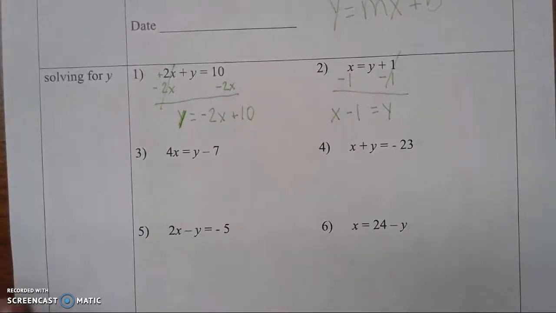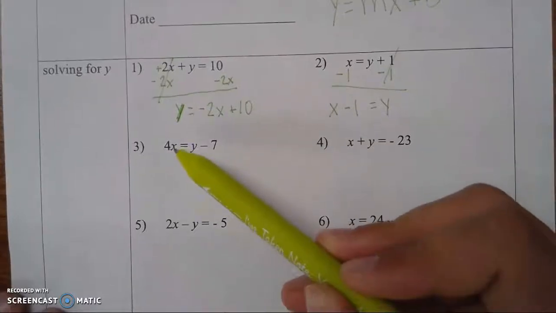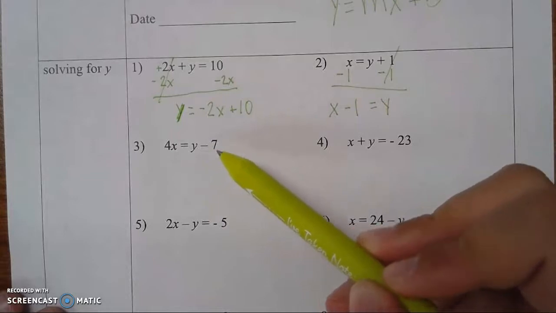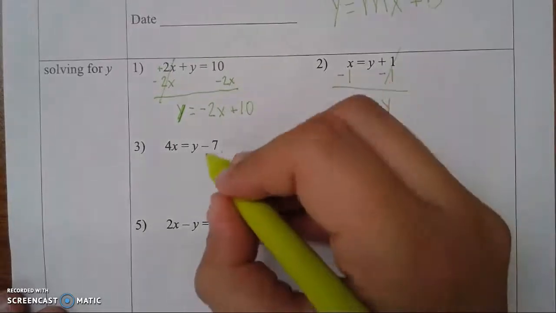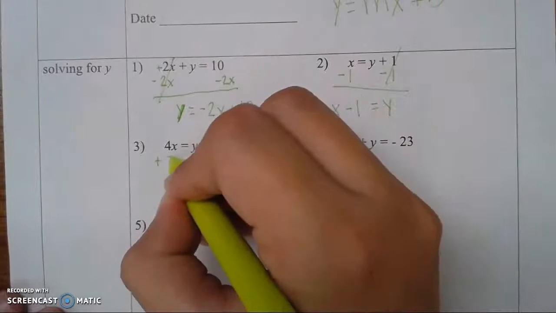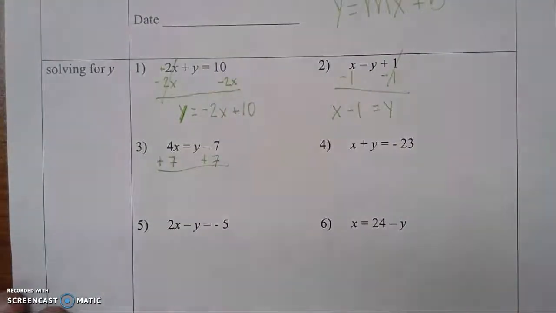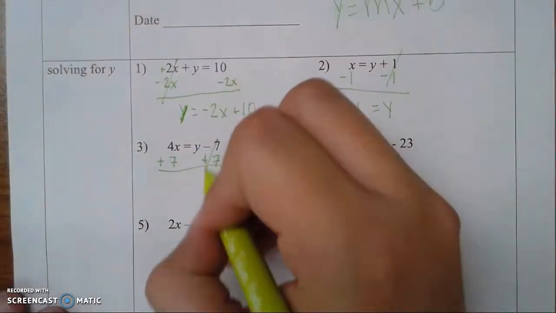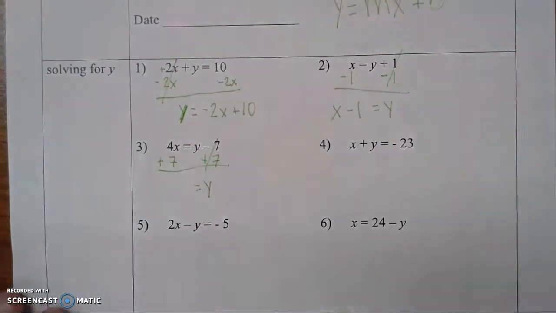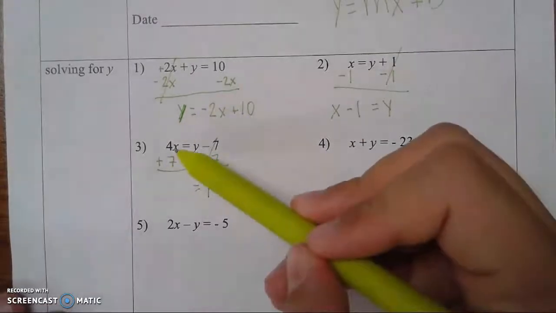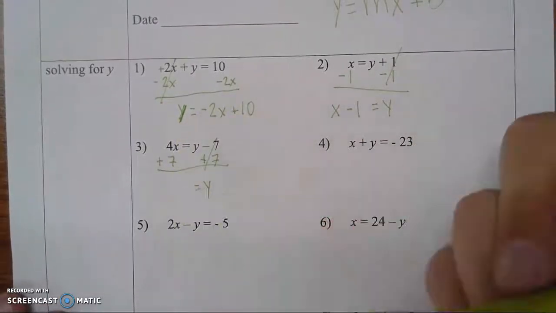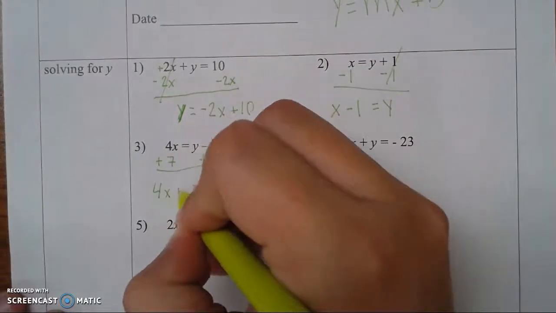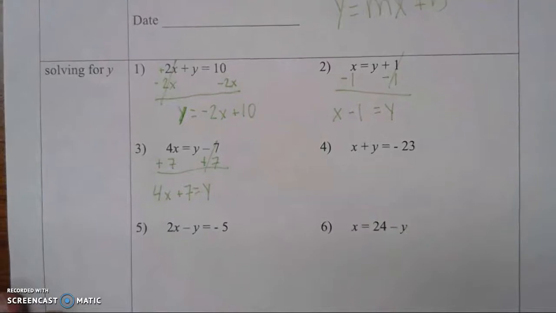All right, number 3 here. Again, we want to isolate the y, so the opposite of subtracting 7 to move it over to the other side is to add 7. So your minus 7 plus 7 will cancel because that equals 0, and you're going to be left with y on the right side. And 4x plus 7, you cannot add those together because those are not like terms, so you will just leave it as 4x plus 7.